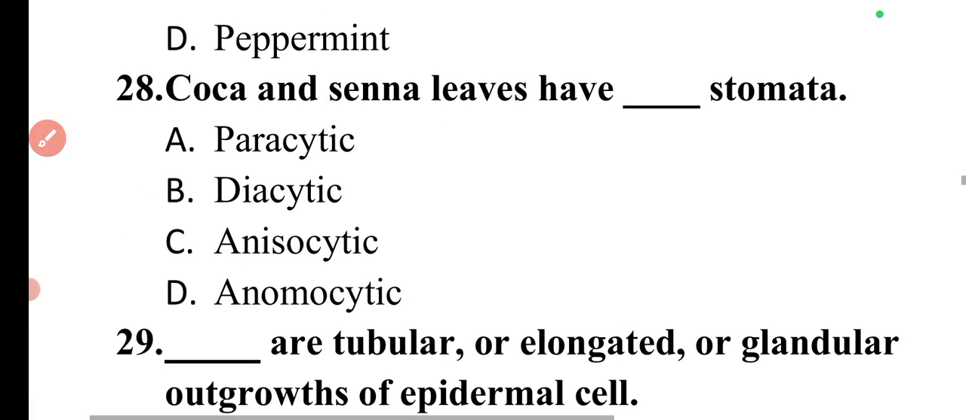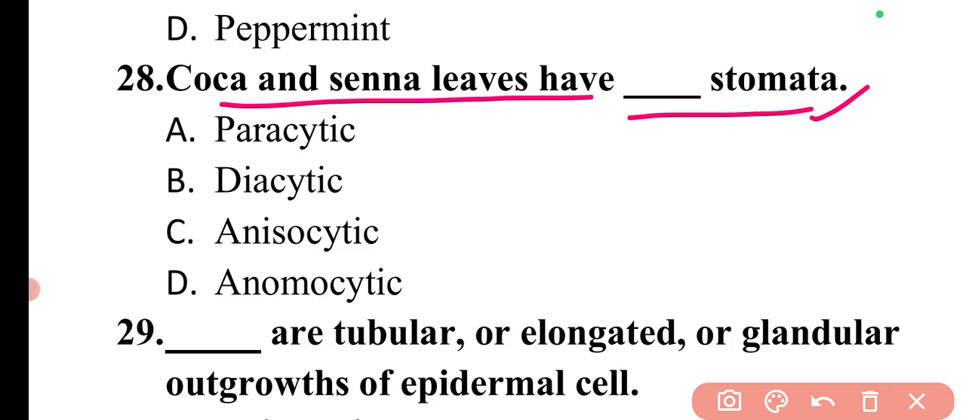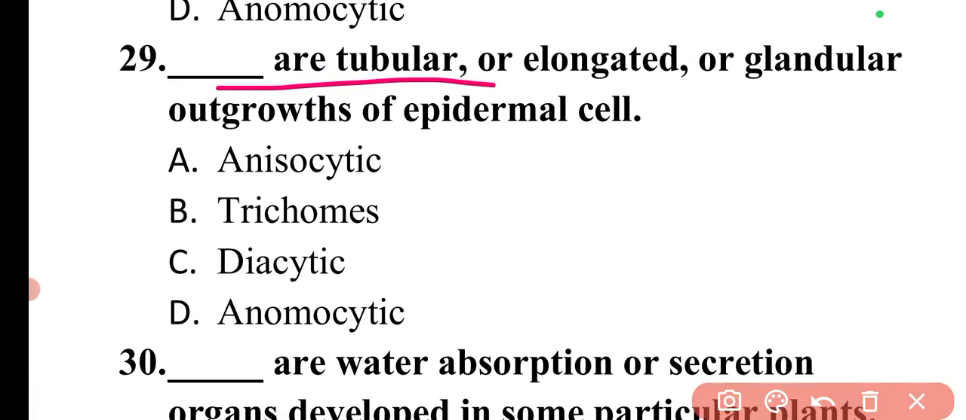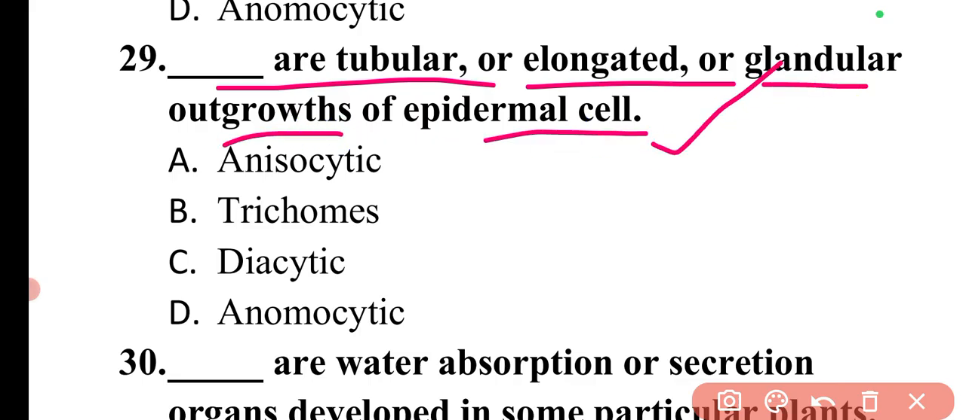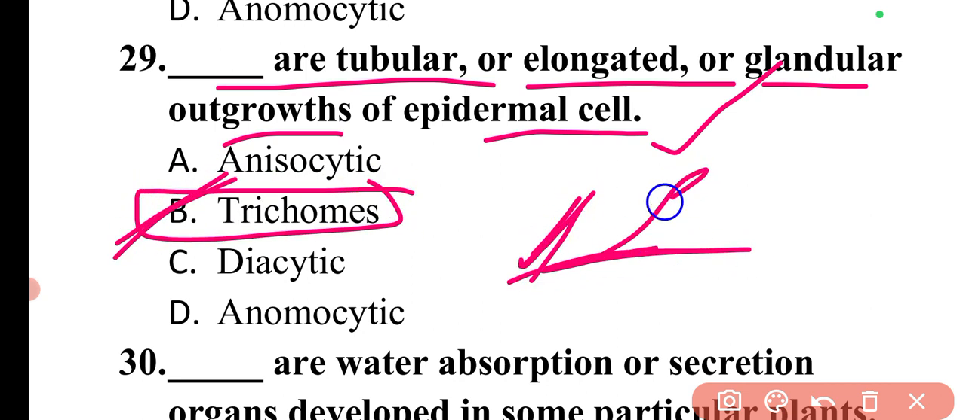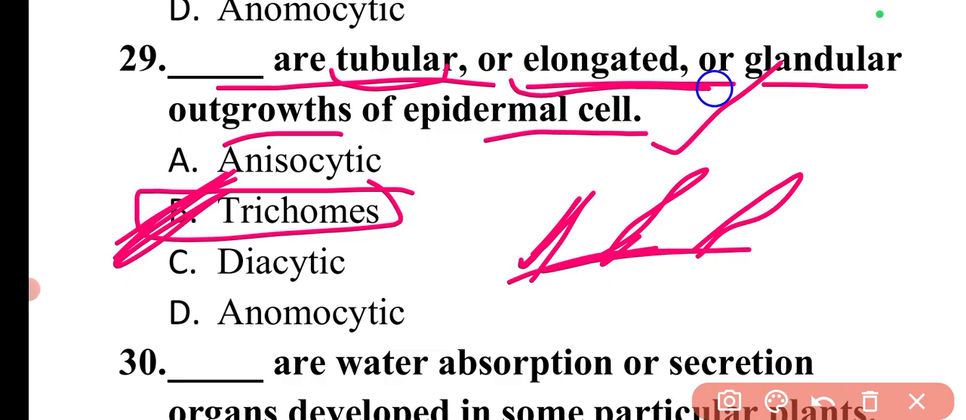Then next question is, coca leaves and senna leaves have dash stomata. So coca and senna, these have paracytic stomata. Then next question is, dash are tubular or elongated or glandular outgrowths of epidermal cells. So these are basically the trichomes. Basically on the surface there are hair-like structures present. These hair-like structures which are tubular or elongated or glandular outgrowths are known as trichomes. So here option B will be the correct answer.